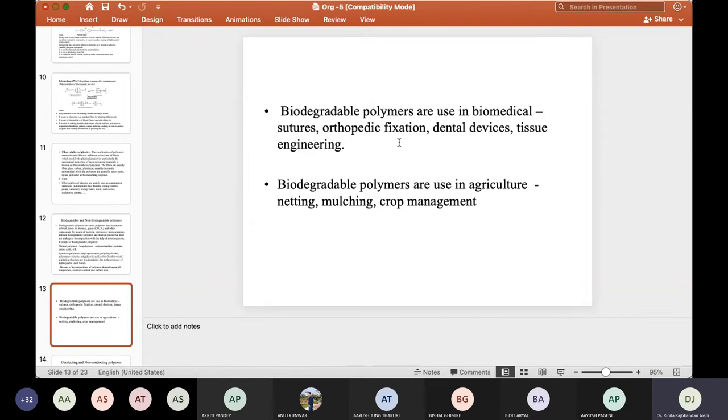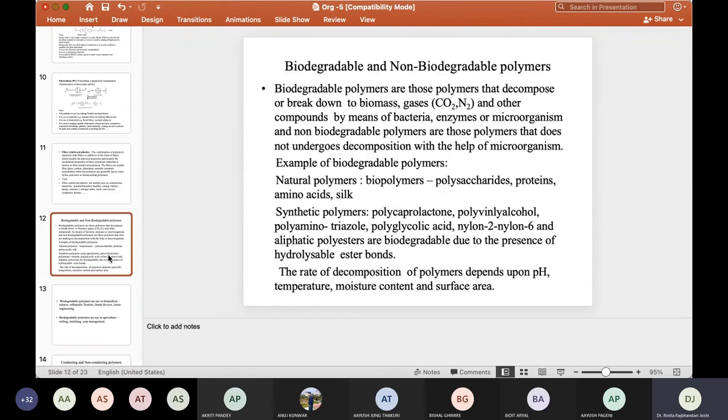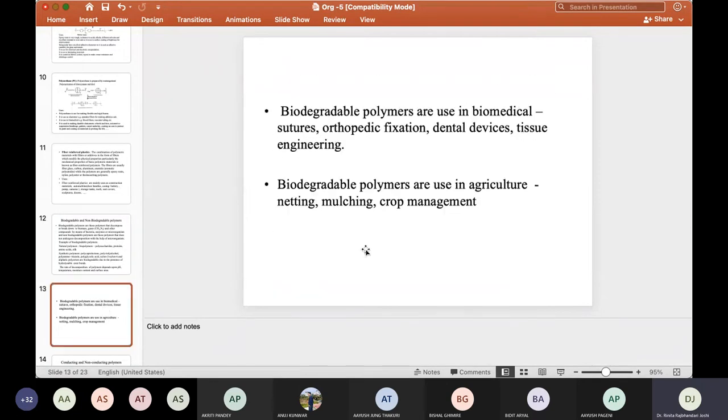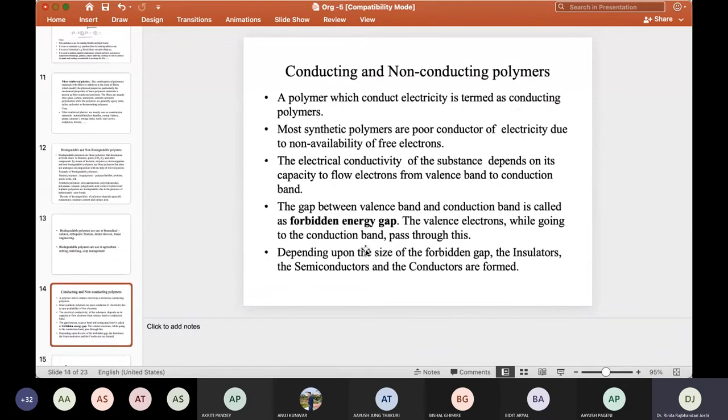Orthopedic fixation, for example, if any bones are broken, it is used when replacing bones such as the knee bone or any other bones. Also dental devices, even tissue engineering, as well as in agriculture. So that covers what biodegradable polymers are, examples of biodegradable polymers, as well as where they are used.